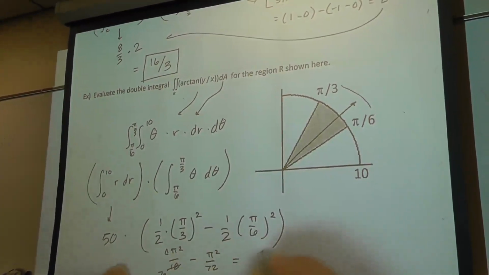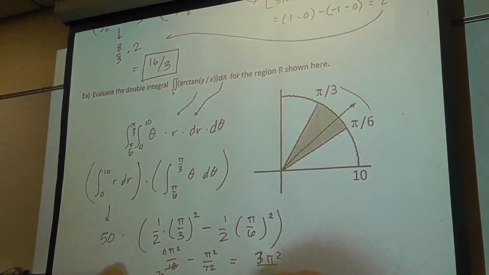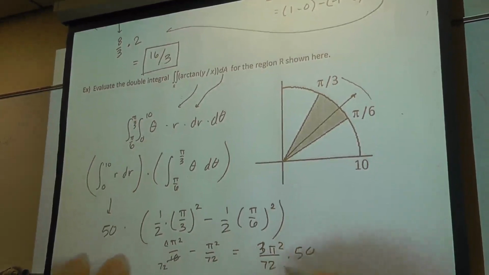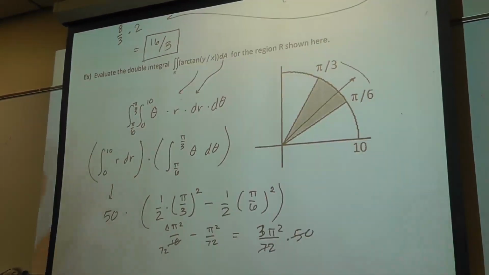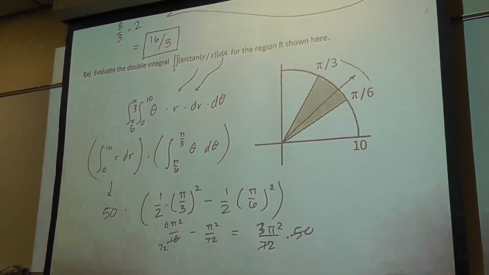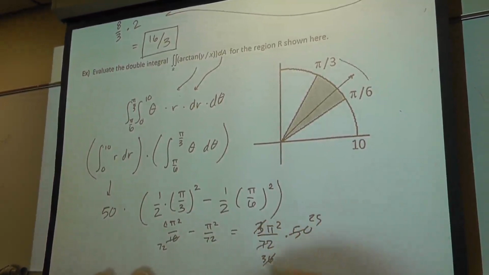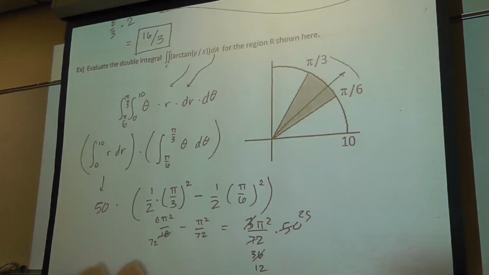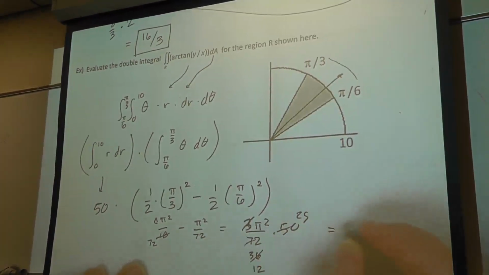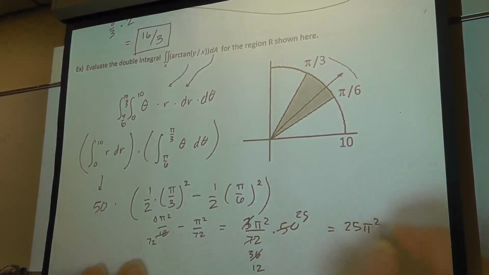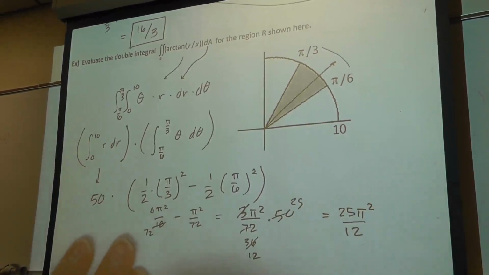So 3 pi squared over 72 times 50, and then you can cancel. Really, with 2, you can only cancel with 2's, right? But then, hey, look, 3 over 36. So finally, what's left after all this hodgepodge? 25 pi squared over 12. Is that what you got?